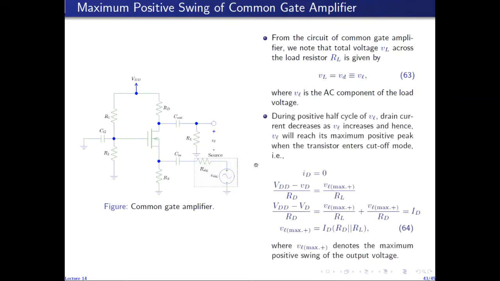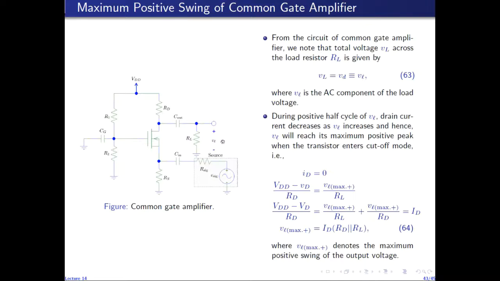During the positive half cycle, as VL increases, the current through RL increases. The drain voltage also increases, because when VL increases, the AC component of the drain voltage increases. So when the drain voltage increases, the drop across RD decreases, which decreases the current through RD. So as VL swings in the positive direction, the current through RL is increasing and the current through RD is decreasing. Since the drain current is given by the current through RD minus the current through RL, the drain current decreases.